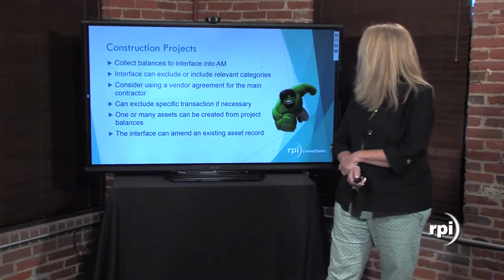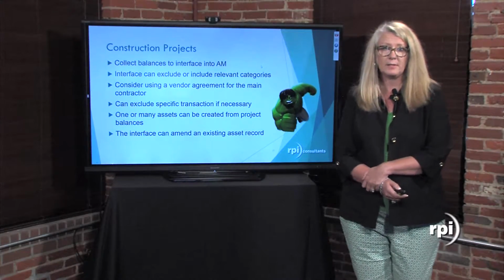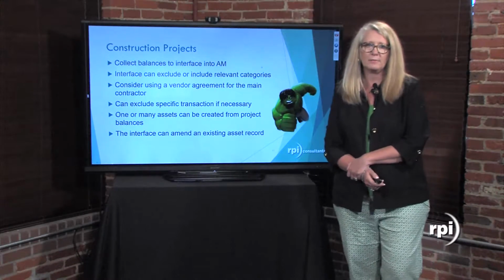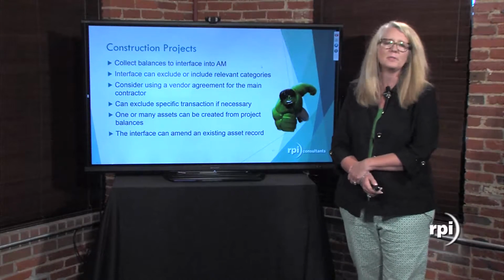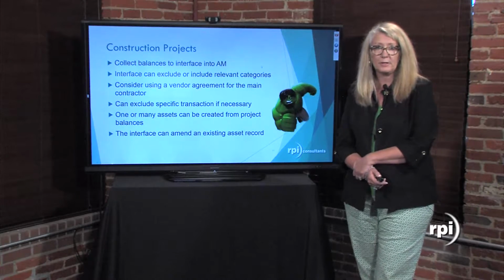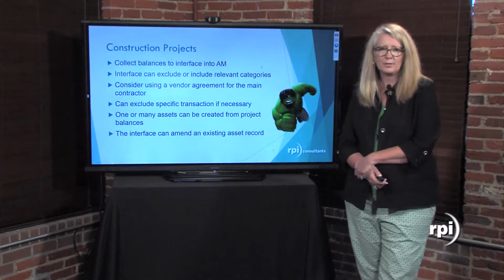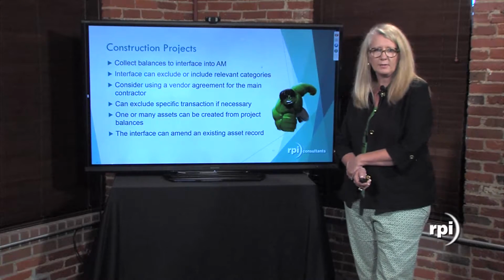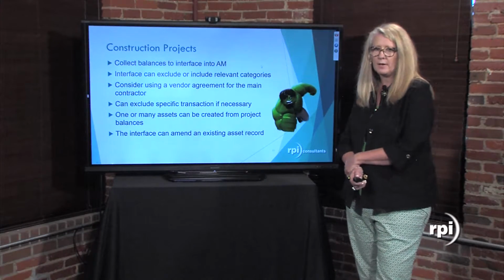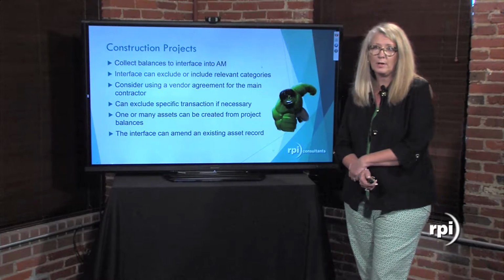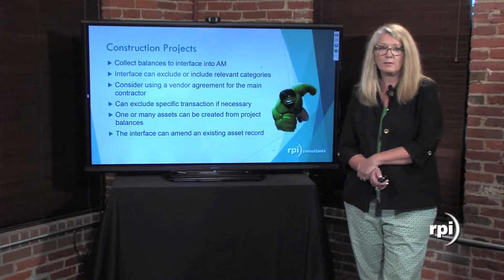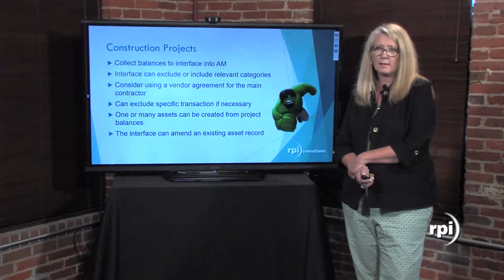Construction projects. We collect balances to interface into AM. There's a program that you can run to automatically interface those into asset management and create those as assets. We can exclude or include relevant categories. You should consider using a vendor agreement for the main contractor. You also can exclude specific transactions if necessary. We can create one or we can create many assets from those project balances. And that interface also can amend an existing asset record.